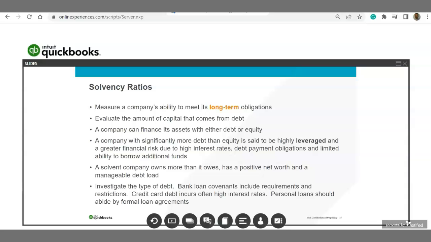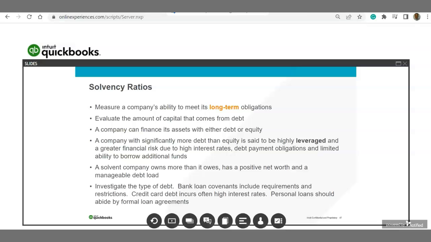Now, in addition to calculating the solvency ratios that we're going to look at next, you'll want to investigate what type of debt it is also. You've got credit card debt, which will often have high interest rates attached to it, or you may have personal loans found in the liability section on the balance sheet. You want to make sure that these have formal loan agreements, and that they're abiding by those loan agreements. And you may see bank loans in the liability section of the balance sheet.